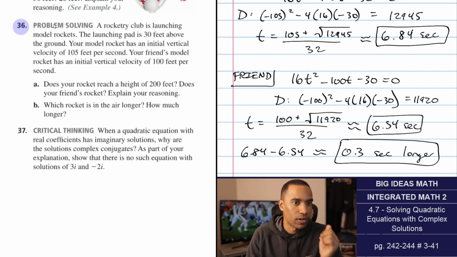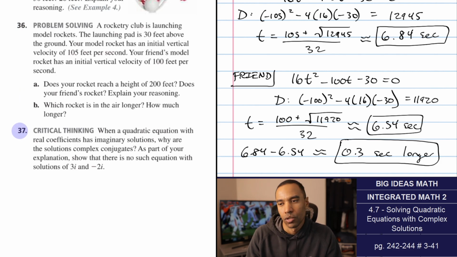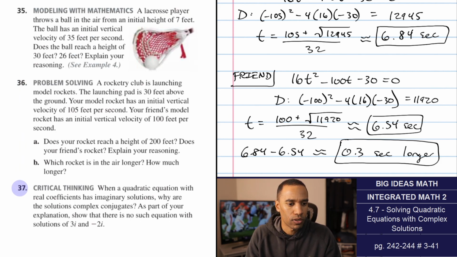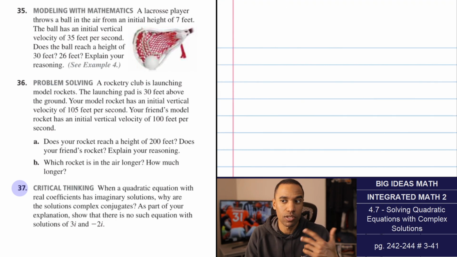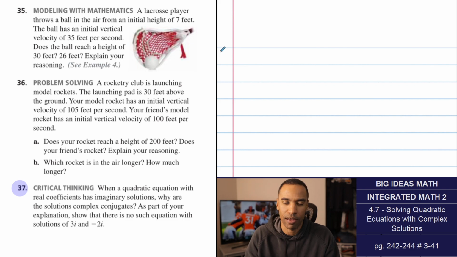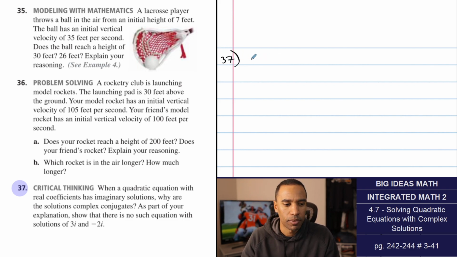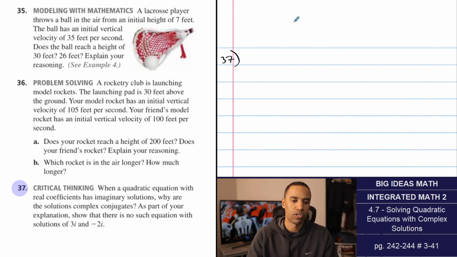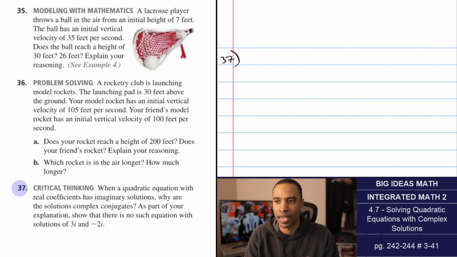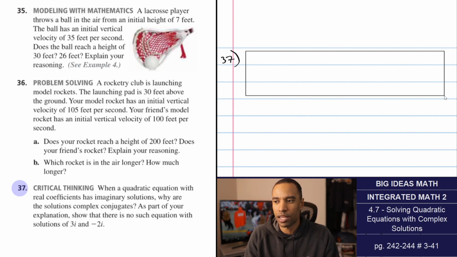All right, number 37, critical thinking. When a quadratic equation with real coefficients has imaginary solutions, why are the solutions complex conjugates? This is something I answered on number 2 way back when. I've spoken on this a little bit. Why are they complex conjugates? As part of your explanation, show there is no such equation with solutions of 3i and negative 2i. So I kind of mentioned this before.